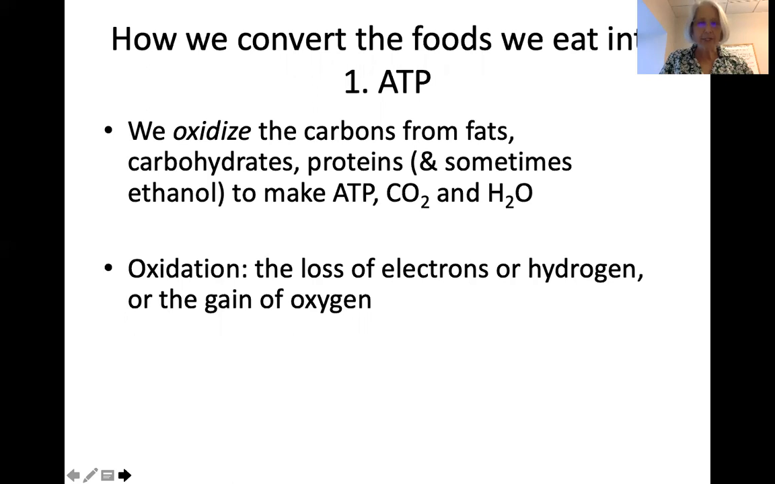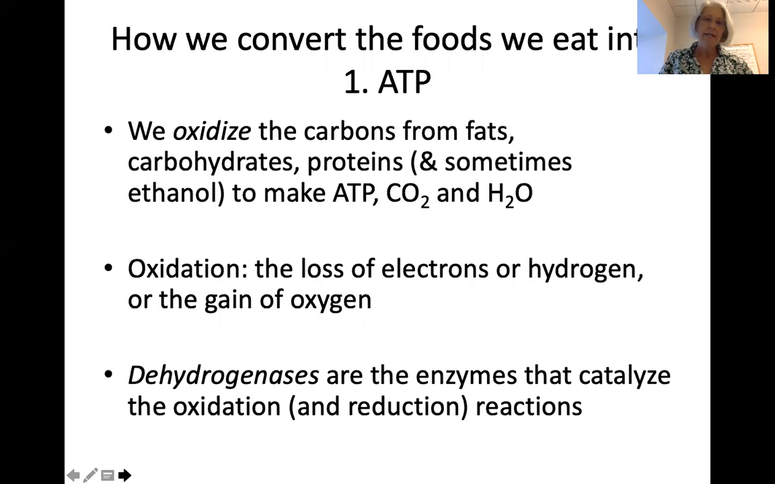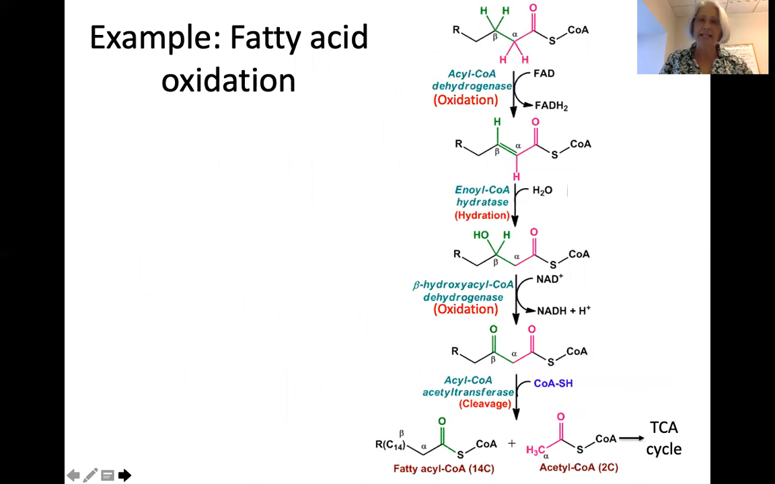And oxidation is the loss of electrons or hydrogens, or also the gain of oxygen. But often during metabolism, it's really the loss of the electrons or hydrogens that's important for the oxidation. And the enzymes that catalyze this process are dehydrogenases. So I just want you to remember to look out for dehydrogenases as being key enzymes that catalyze these oxidation and reduction reactions. So let's look at an example.